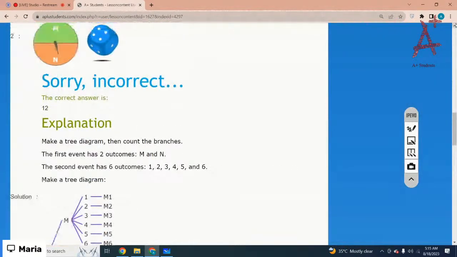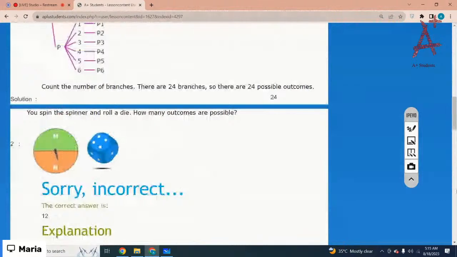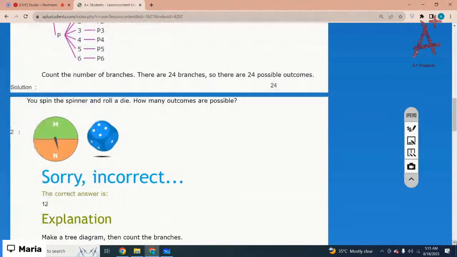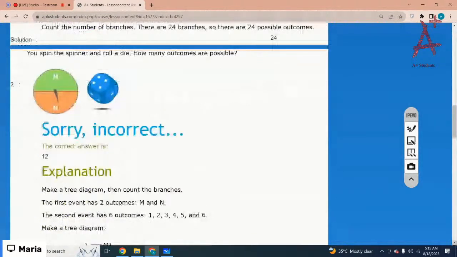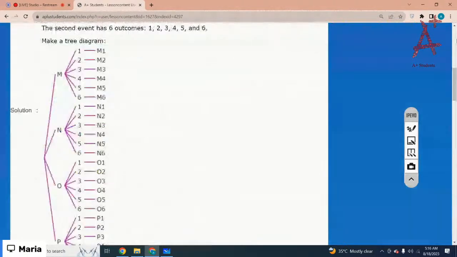Okay. Spin the spinner and roll a die. How many outcomes are possible? So you have two options for the spinner, right? Two outcomes for the spinner and six outcomes for the die. You have to calculate the total outcomes. So you have to do 6 times 2. That means 12. Let's just start with the practice questions.